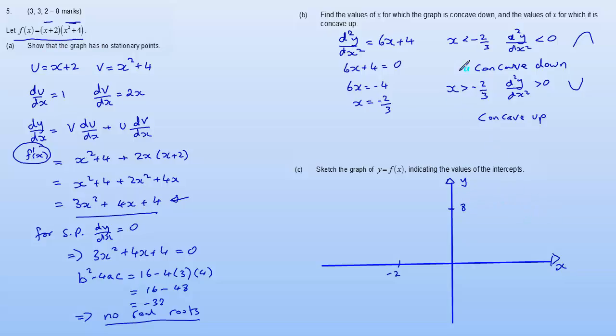Now we know that negative 2/3 is an oblique point of inflection. And we know that prior to that, on this side, the curve is concave down. So that must shape like this. And then afterwards it's concave up. So that means it must shape like this. So let's just mark that point on there at negative 2/3.